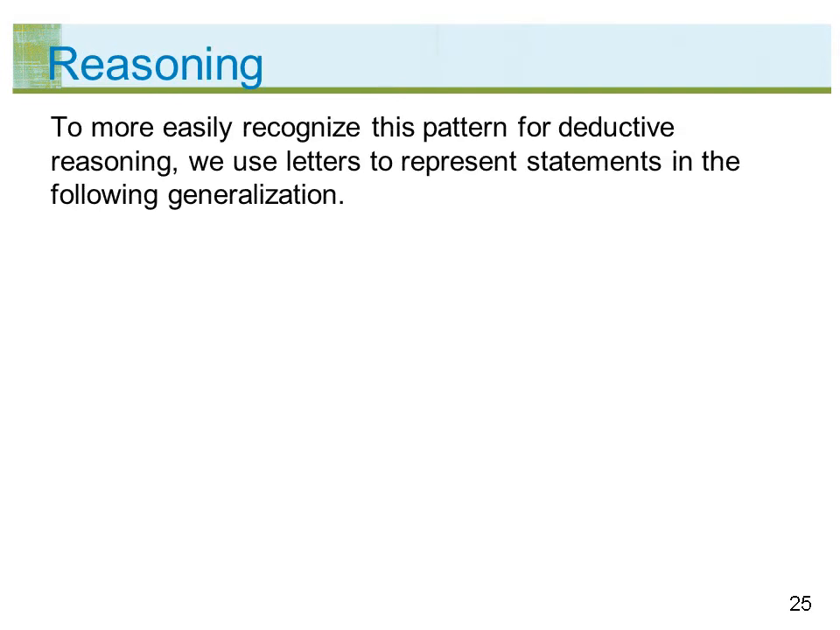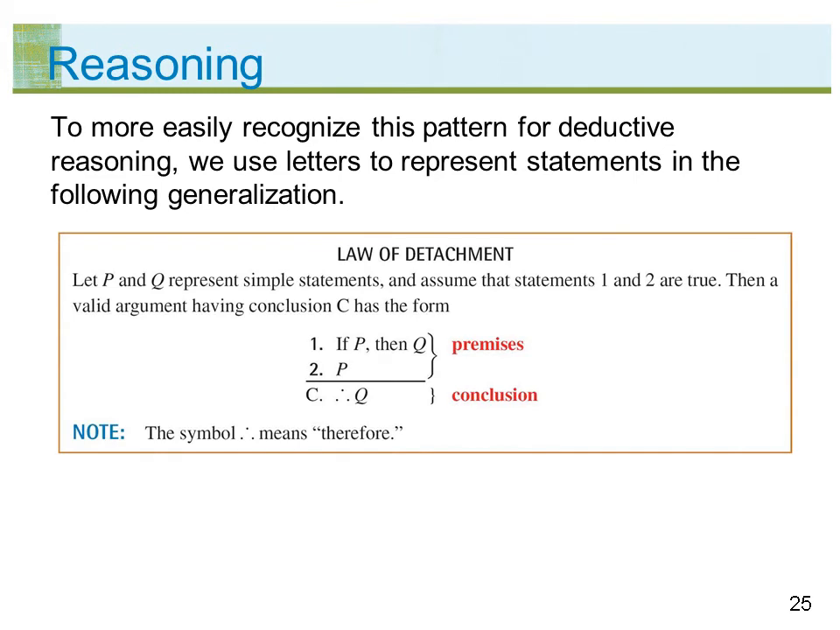To more easily recognize this pattern for deductive reasoning, we use letters to represent statements in the following generalization. Law of detachment. Let P and Q represent simple statements and assume that statements 1 and 2 are true. Then a valid argument having conclusion C has the form: Number 1, if P, then Q. Number 2, P. Premises. C, therefore Q. Conclusion. Note, the symbol of 3 dots in a triangle means therefore.